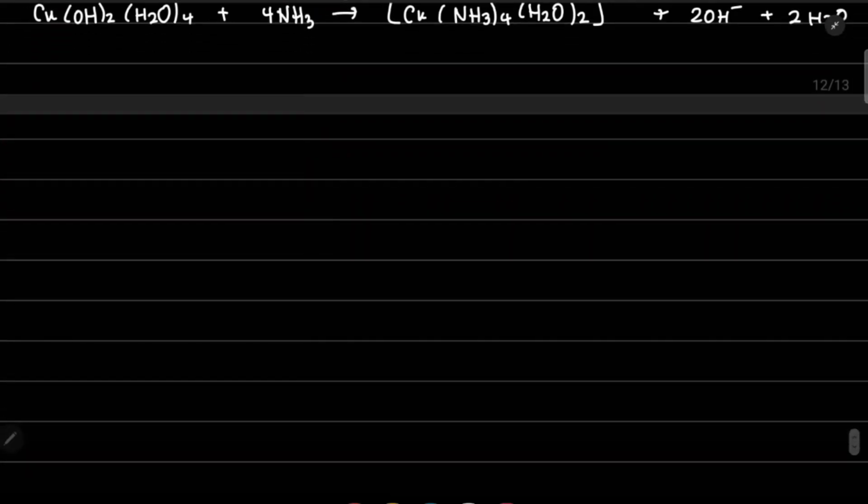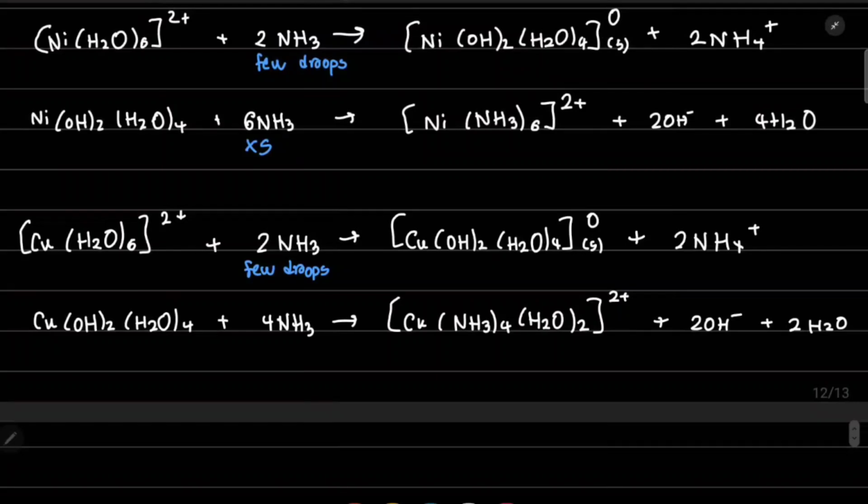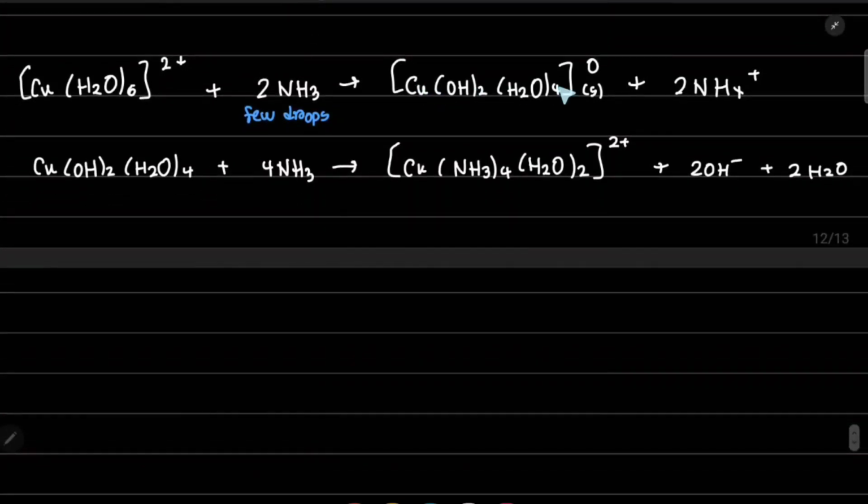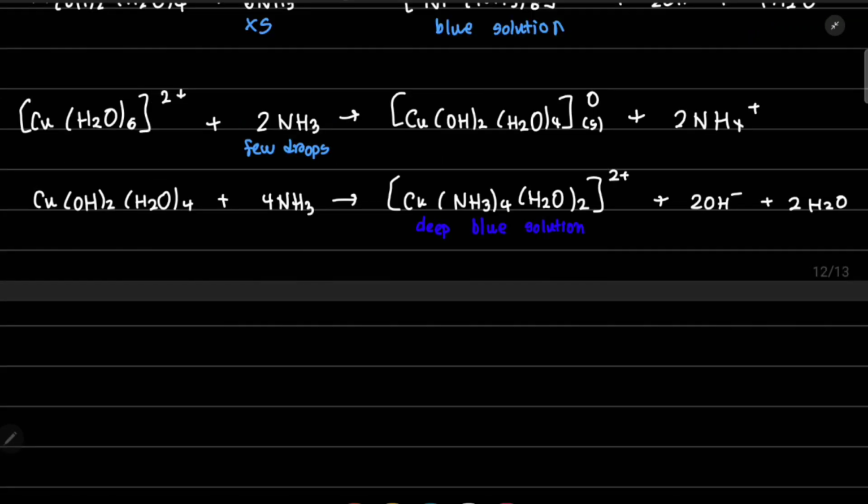Now finally for zinc, we have to know the colors of this. This thing over here is a blue solution. We already know the color of this compound, so we'll not dive into that. This compound we know the color of. We also know the color of this compound. We don't know the color of this. This will be deep blue in color.